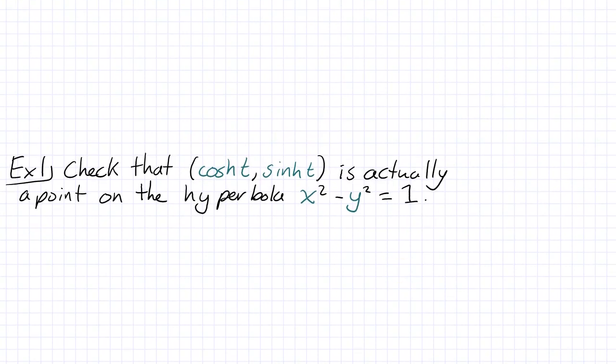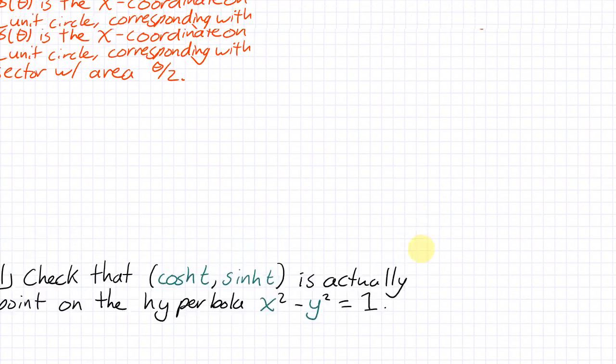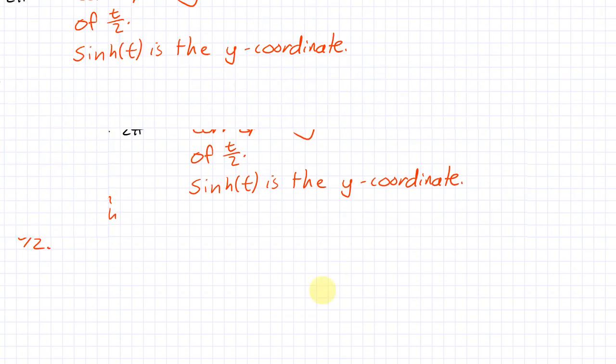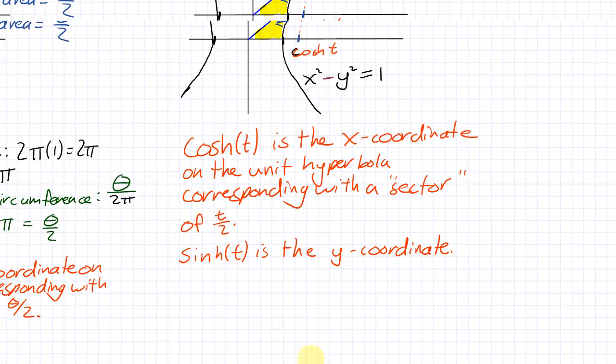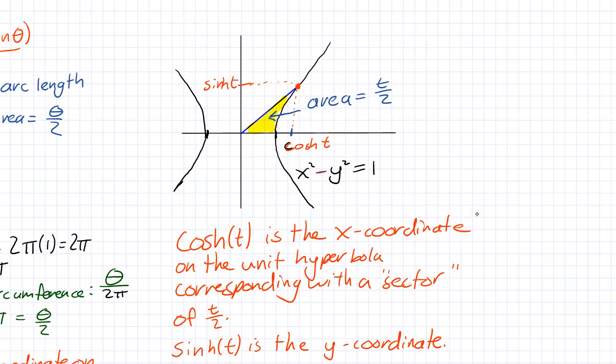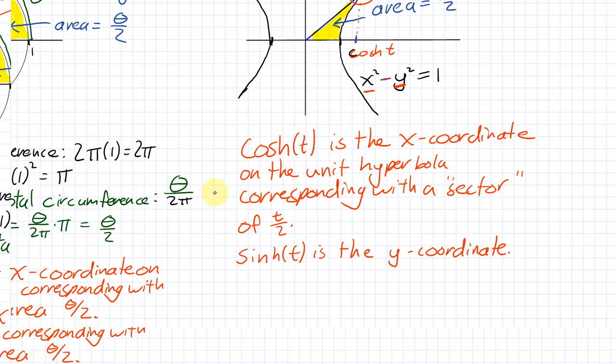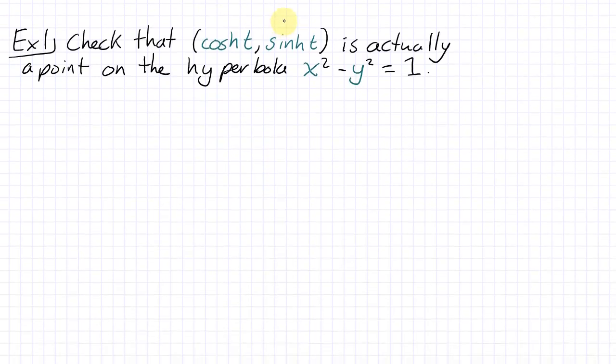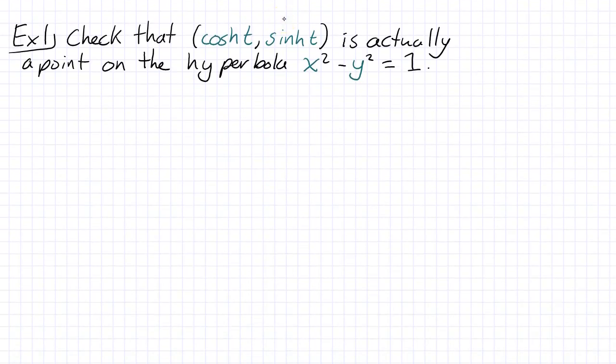But if we're not really proving this fact over here, we might be able to at least verify that cosh of t and sinh of t are actually a point here. That is, if you plug in cosh of t equals x and sinh of t equals y into that equation, then it will work out.